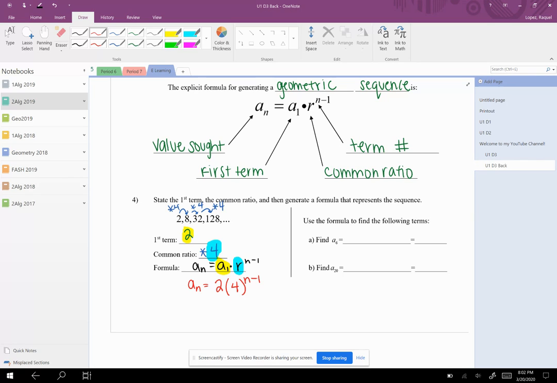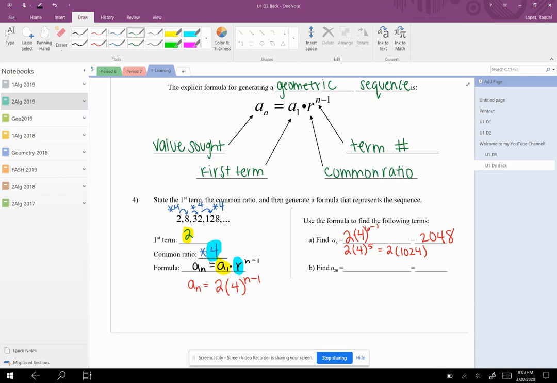Okay, cool. So now we can use our explicit formula to help us find the next couple terms. So if we're looking for the 6th term, we're going to plug in 2 times 4 to the 6 minus 1. Then we're going to follow order of operations. Let's take care of our exponents first. So 6 minus 1 is 5. Then we want to take care of 4 to the 5th power. 4 to the 5th power is going to get you 1,024. So we really have 2 times 1,024. 2 times 1,024 is 2,048.